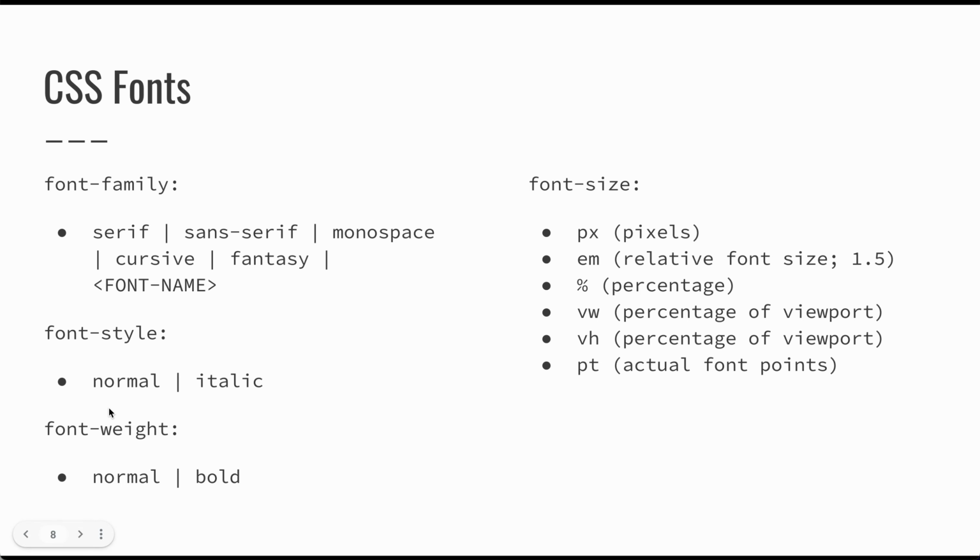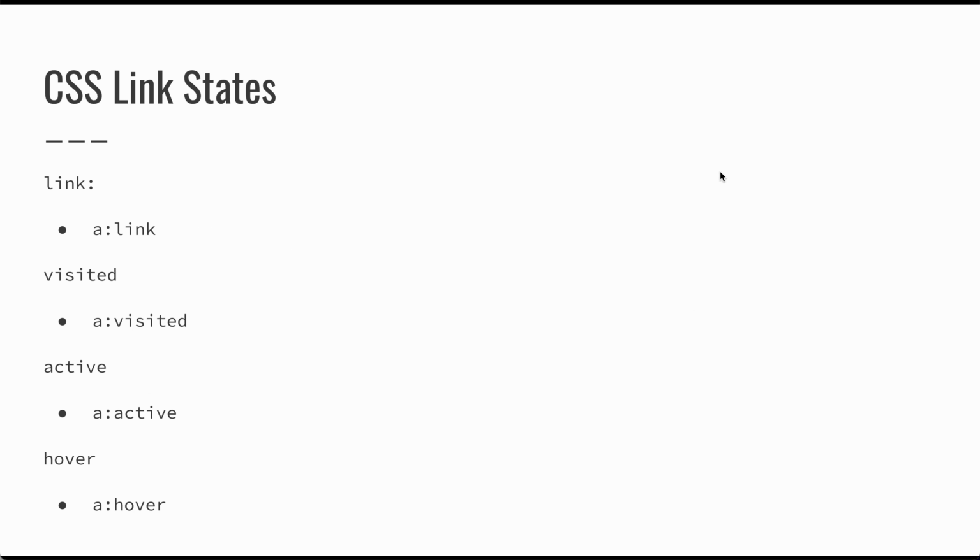Font style, normal or italic. Font weight, normal or bold. And then font size. There are a couple of different ways you can set font size. Back in the early days of the internet, we used points a lot, PT, but I think you see a lot more EM or percentage or VW or VH. Basically, PX will set pixels, which is nice, but when you get into different browser sizes, different formats, different views, sometimes EM or VW or VH can be more effective, so that you can operate relative to the device that you're actually displaying these on.